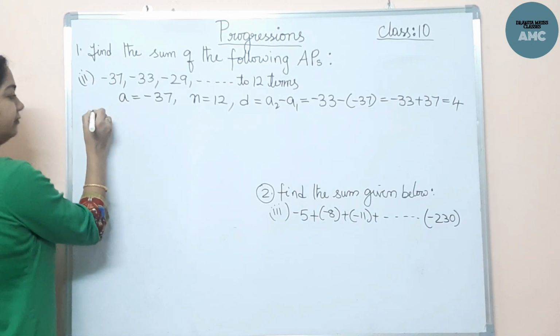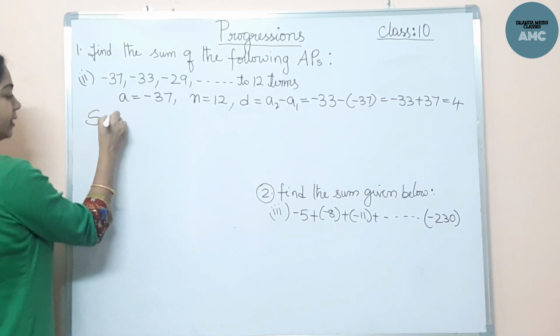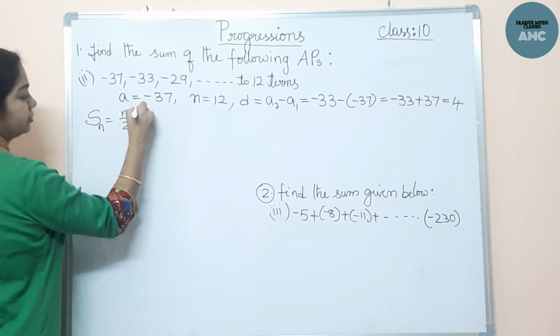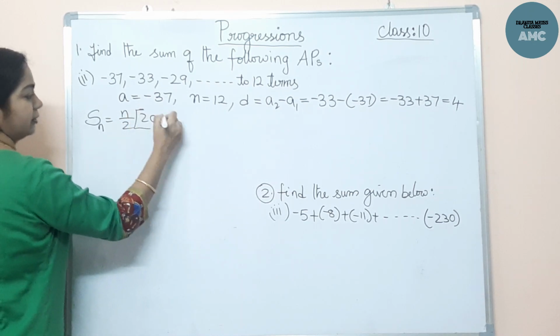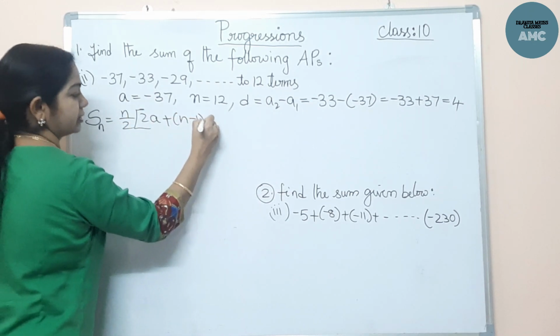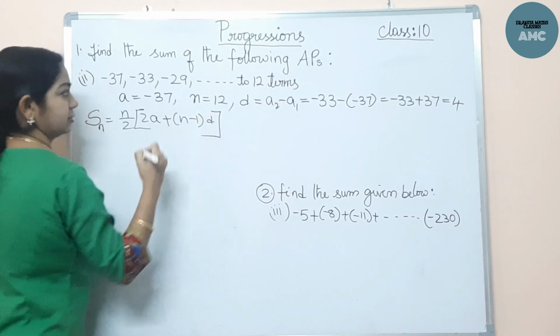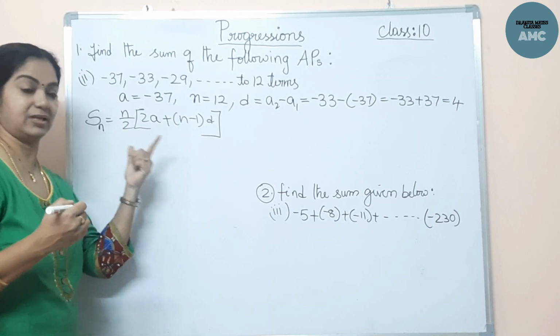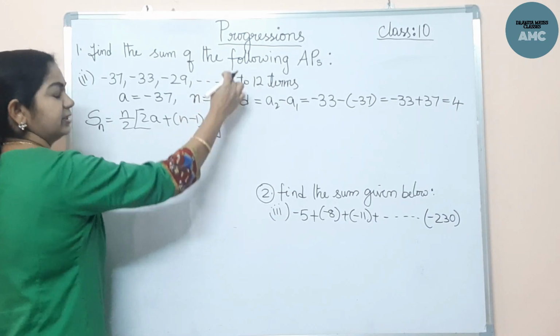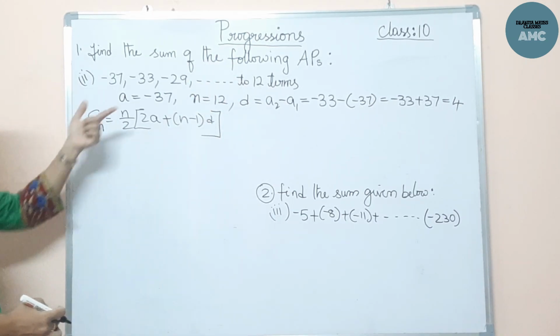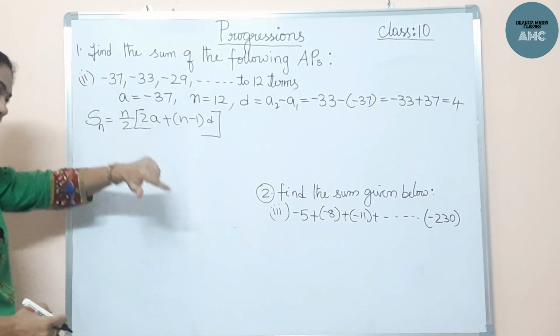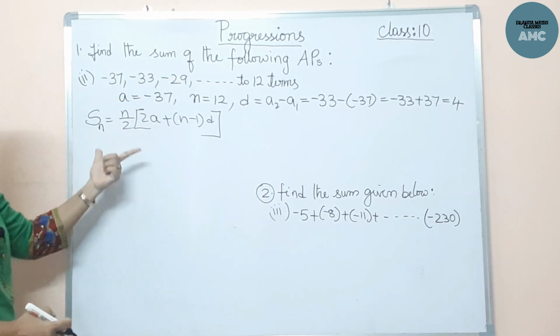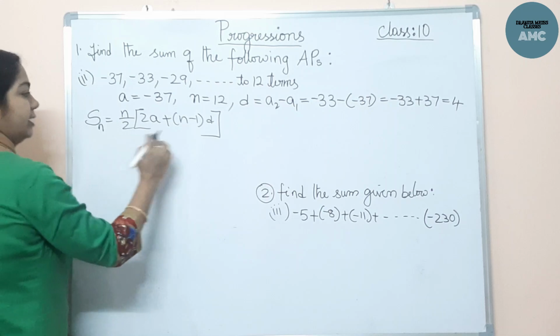So we will apply the formula of Sn is equal to n by 2, 2a plus n minus 1 into D. Right. Here we are not going to apply the formula with A plus the last term, because we don't know the nth term here. We can find the nth term, then apply, but before that you can directly apply this formula.